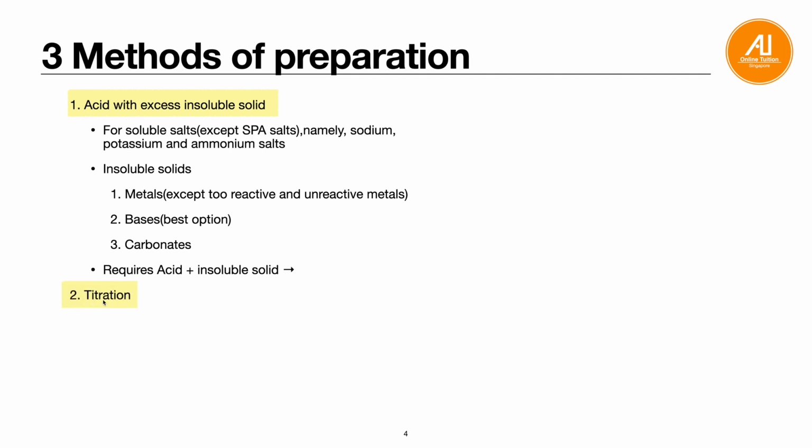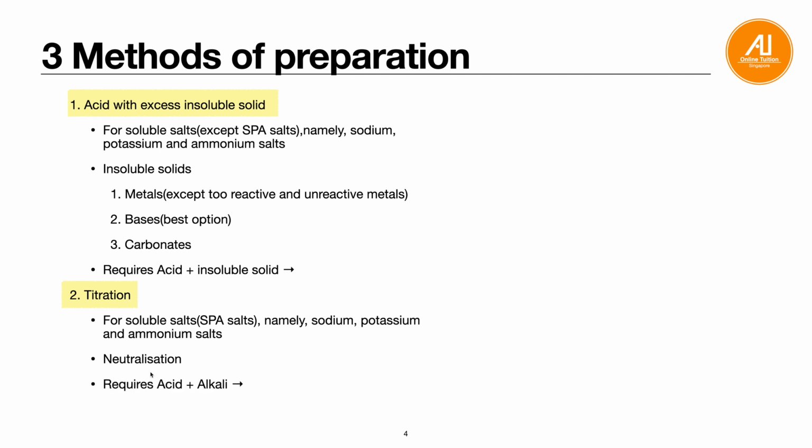For the second method, titration, it is for soluble salts as well, but for spectator salts, basically sodium, potassium, and ammonium. Whenever you have a soluble salt, you must ask yourself whether it is a spectator salt or not. If it's not a spectator salt, you will use method 1. If it's a spectator salt, you will do titration, method 2. Titration is actually a neutralization. Neutralization means you need an acid and an alkali, which will give you a salt and H2O. You have the H+ here from the acid, and this is something alkaline, which is OH-.